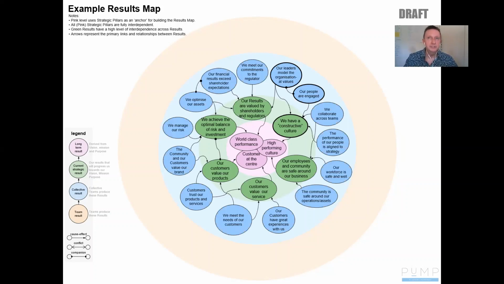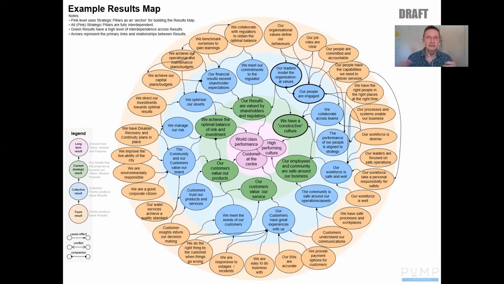And then they collaborated with teams to figure out that next level of results. So through that, they were able to create a cause and effect framework that led from the work that teams do through to the realization of vision, mission, and purpose, which was reflected in these strategic pillars.